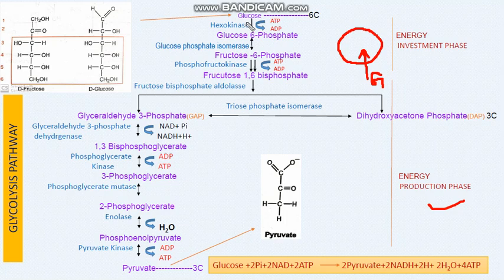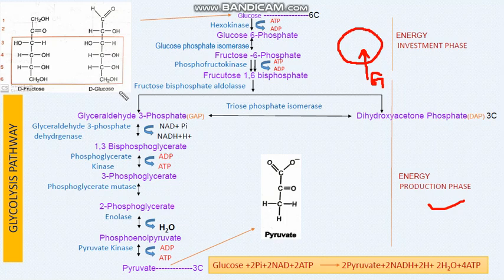So here we can see the glucose, and in the presence of the enzyme hexokinase, the glucose is converted into glucose 6-phosphate. By the addition of one phosphate molecule to the sixth position of glucose, this forms glucose 6-phosphate, and this phosphate group is provided by the ATP molecule, and ATP gets converted into adenosine diphosphate.